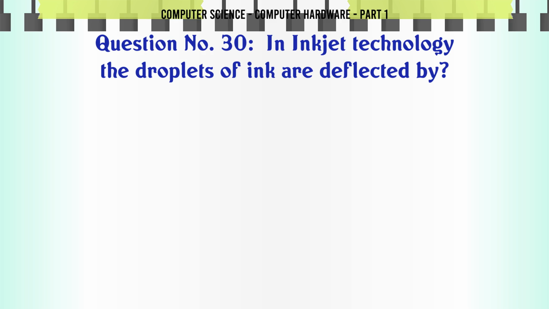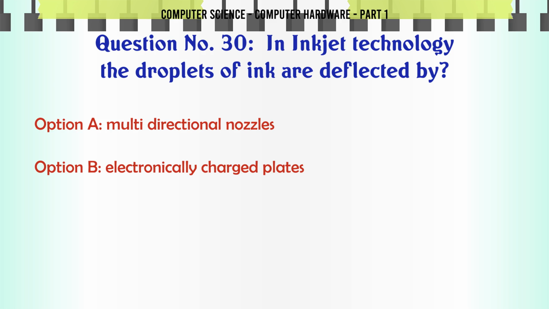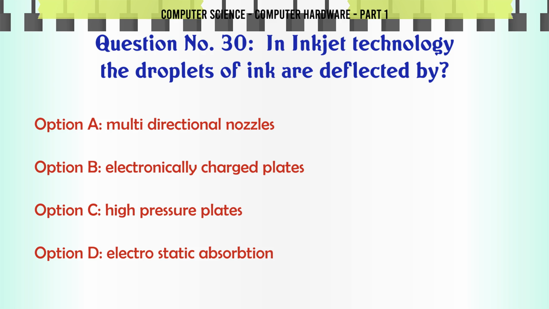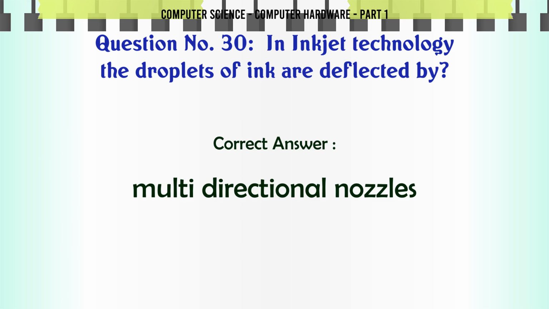In inkjet technology, the droplets of ink are deflected by: A. multi-directional nozzles. B. electronically charged plates. C. high-pressure plates. D. electrostatic absorption. The correct answer is multi-directional nozzles.